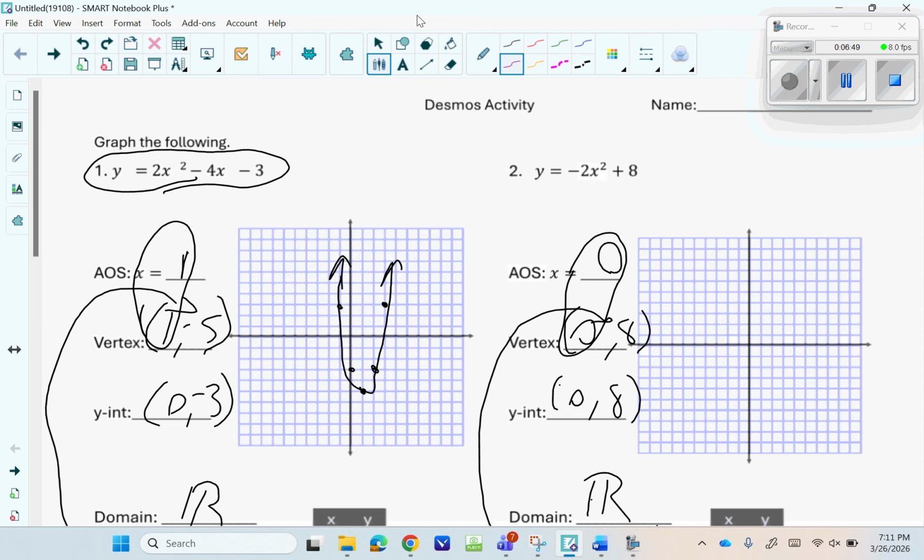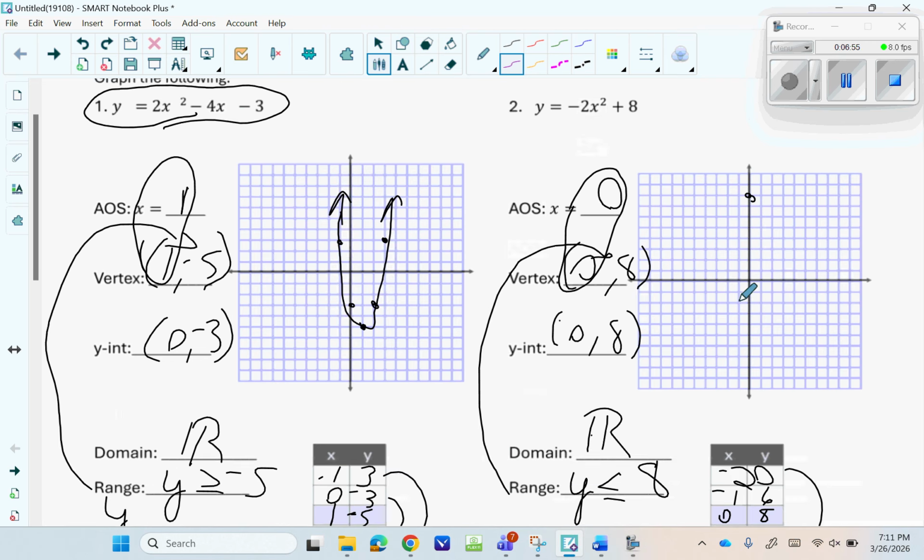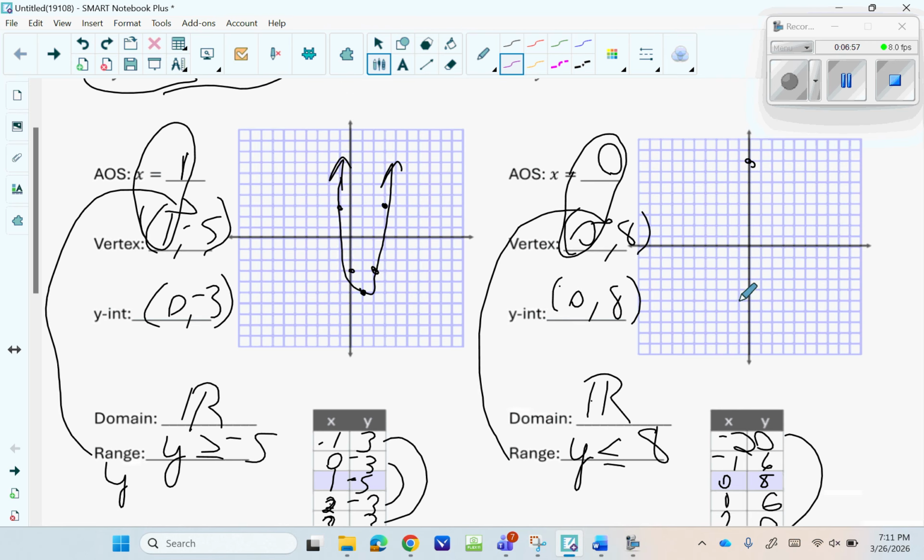Let's see, we have 0, 8, 1, 2, 3, 4, 5, 6, 7, 8. And then we have, let's see, 1, 6, and -1, 6, and then -2, 0, and 2, 0. Okay, so let me go ahead and write this down.